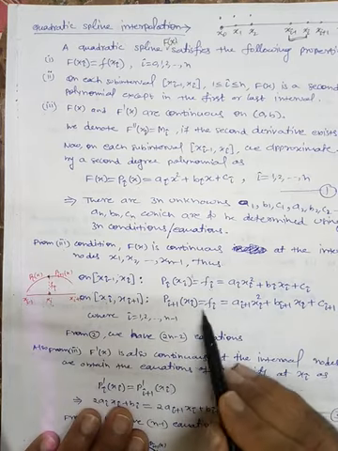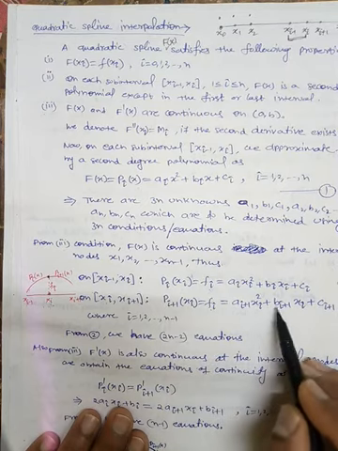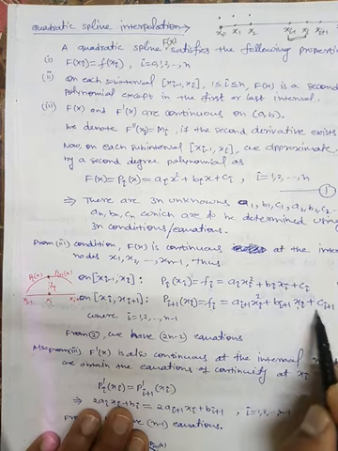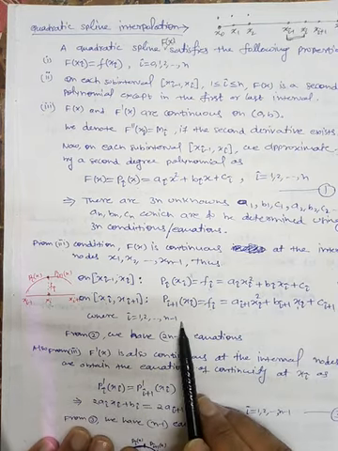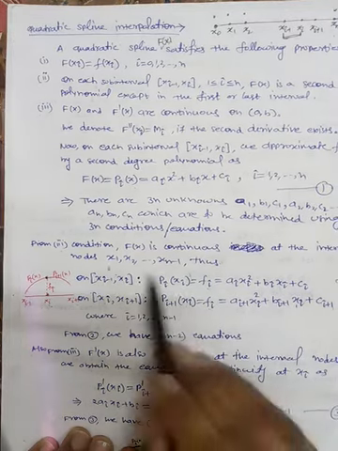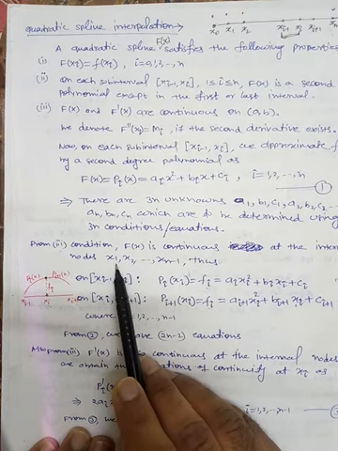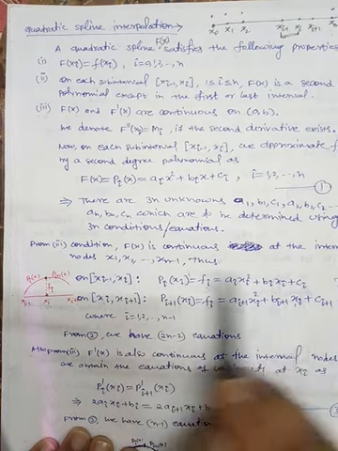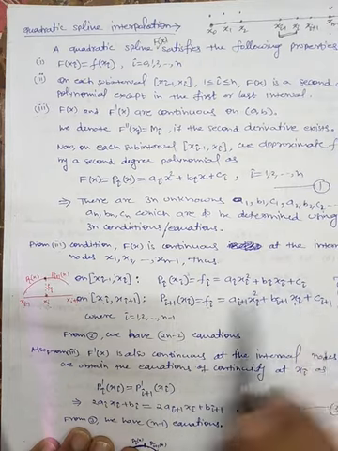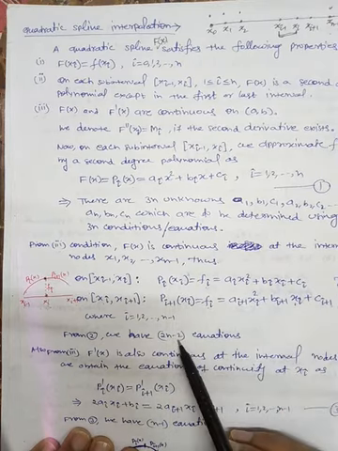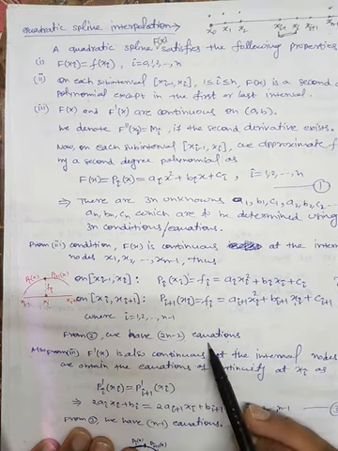So P_{i+1}(x_i) is equal to f_i, but P_{i+1} is nothing but a_{i+1} x_i squared plus b_{i+1} x_i plus c_{i+1}. Okay, where i varies from 1 to n minus 1, for internal nodes. So from this equation we have total n minus 1 equations, and from the other we have n minus 1 equations. So total we will have 2n minus 2 equations from this condition.